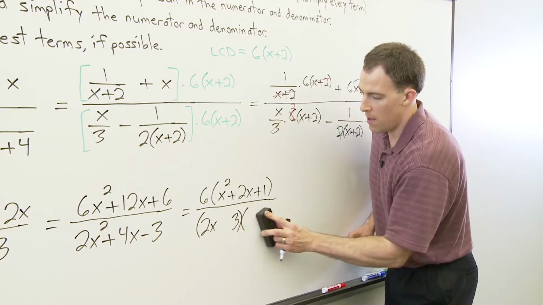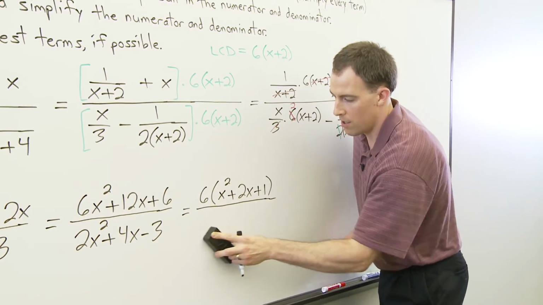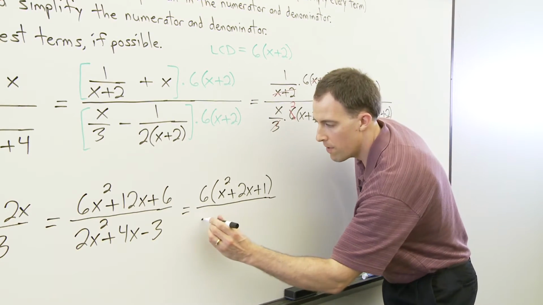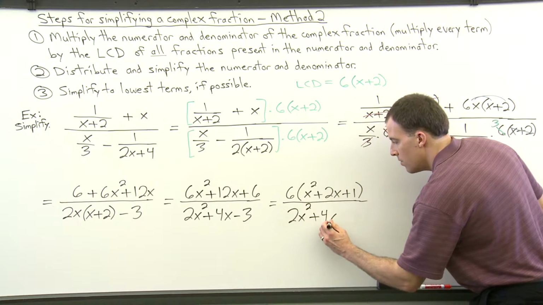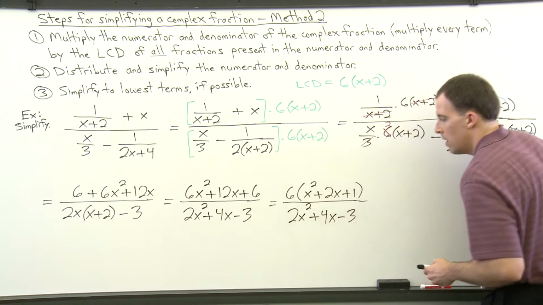I'm just going to leave the denominator as is. I tried to factor the denominator and it did not work. It could not be factored. It's prime. So the denominator just needs to stay as 2x squared plus 4x minus 3.